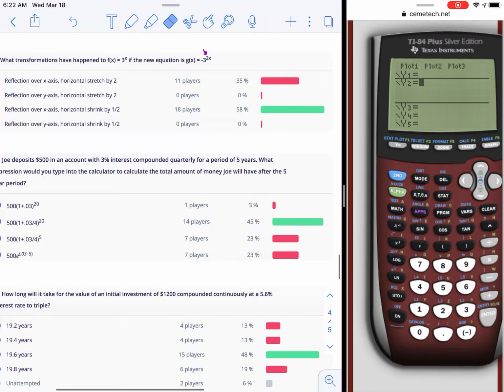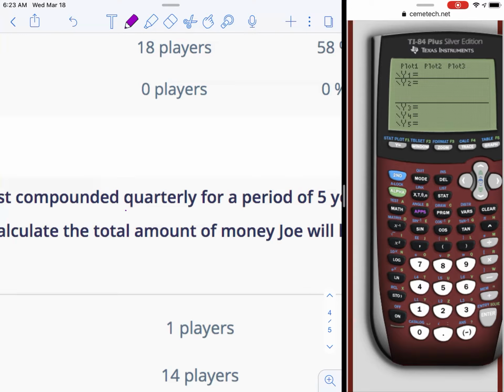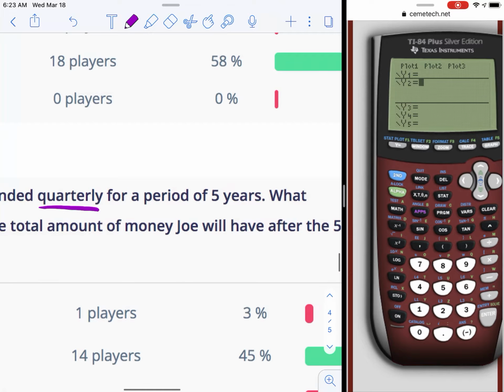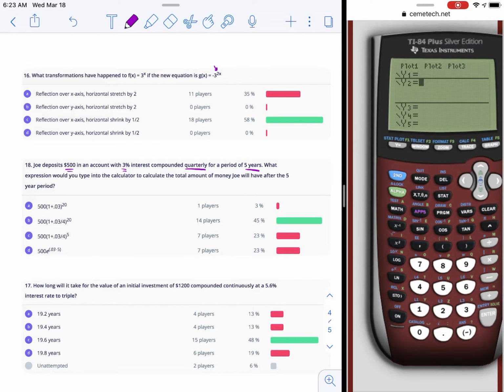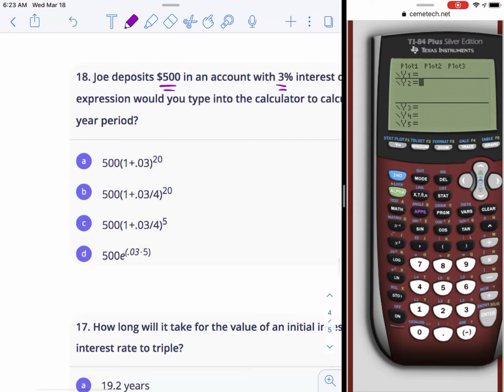The next question is about depositing money, and it tells us that it has a $500 amount that's being deposited, 3% interest compounded quarterly for a period of 5 years. So I'm just underlining those big things that we're going to need for the equation. Now, we want the equation to start with a 500. Nowhere in the problem did it say continuously. So right away, that one's going away.